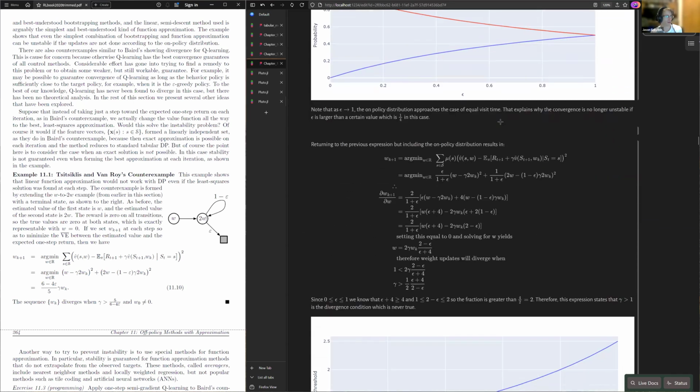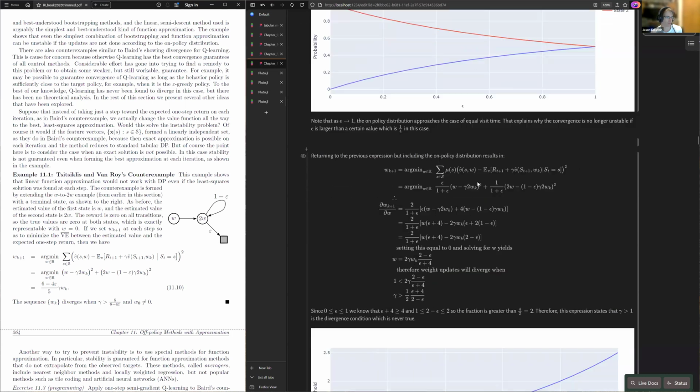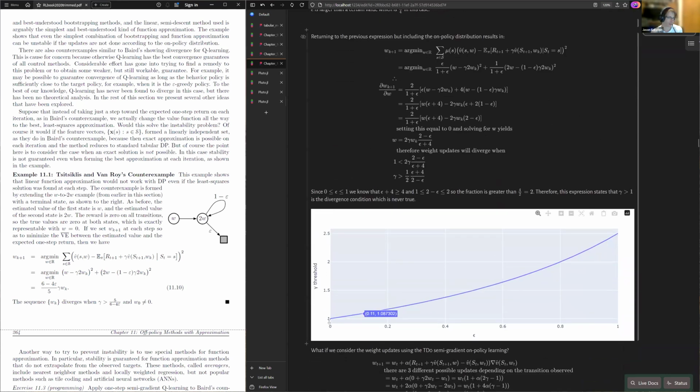But even for all the values of epsilon, if you account for this and do the same calculation, you end up that the gamma that is problematic for this is just always greater than 1. So this never diverges, and you always get the correct convergence property. Again, this is an off-policy example, because this equation that was written down is ignoring the on-policy distribution, and it's just a warning that you can't actually do that.